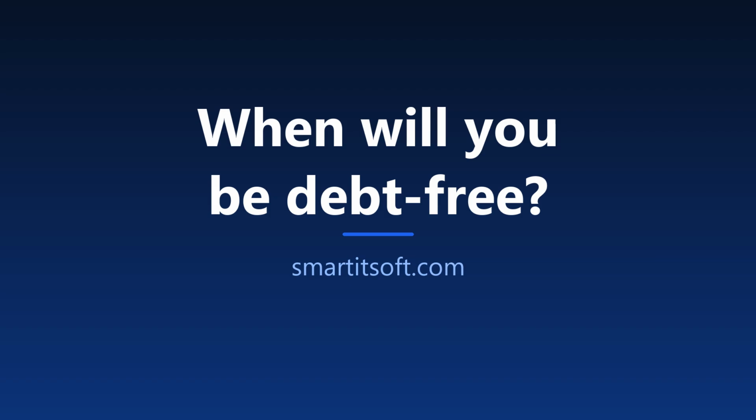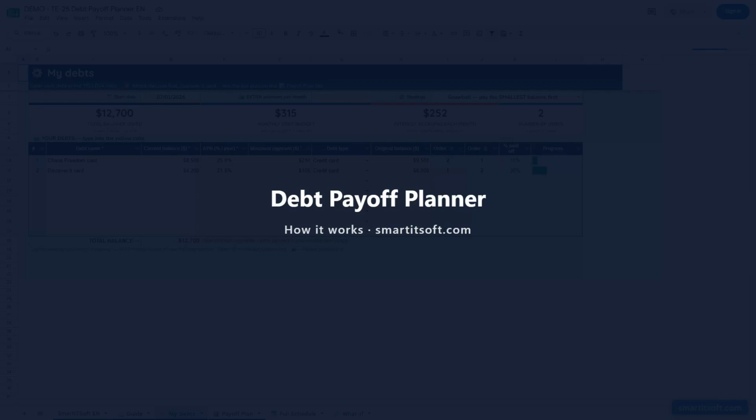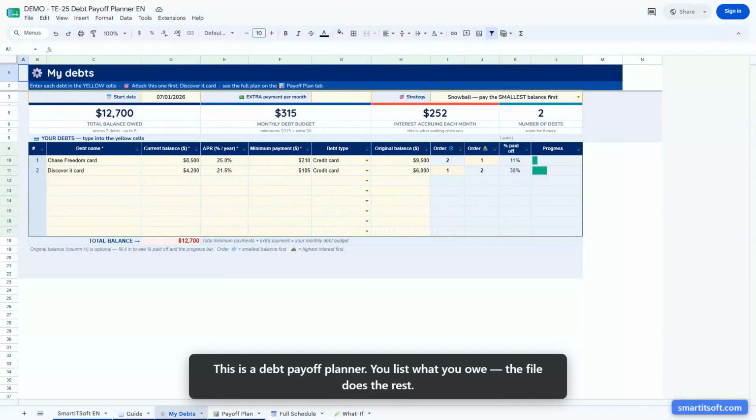When will you be debt-free? This file answers that in 30 seconds. This is a debt payoff planner. You list what you owe, and the file does the rest.